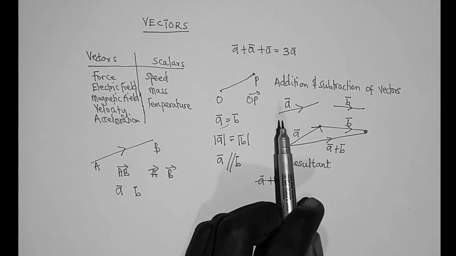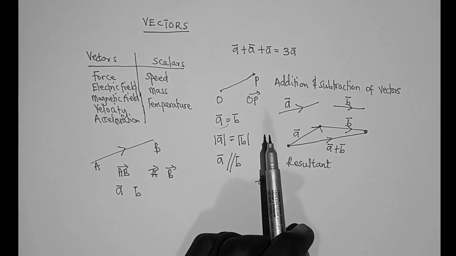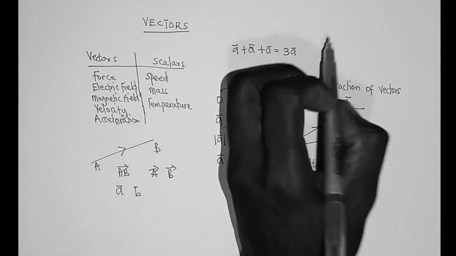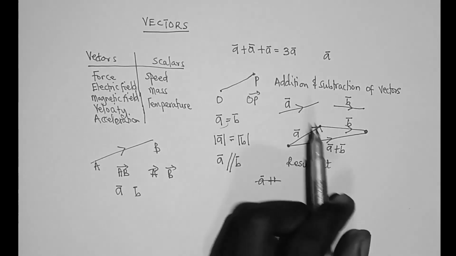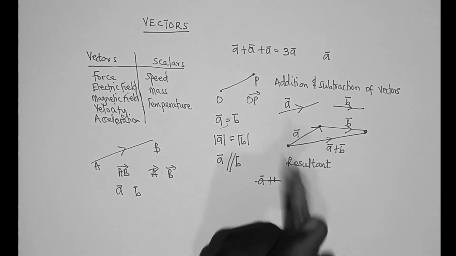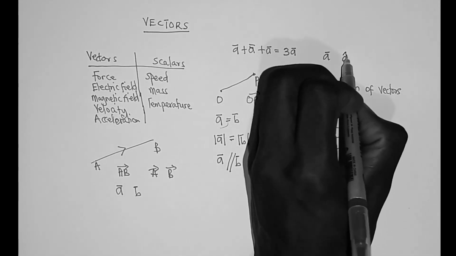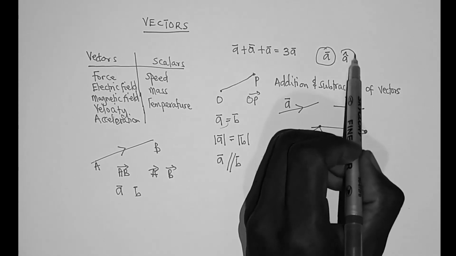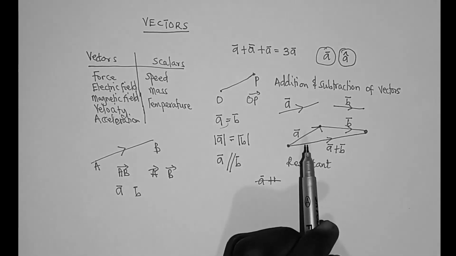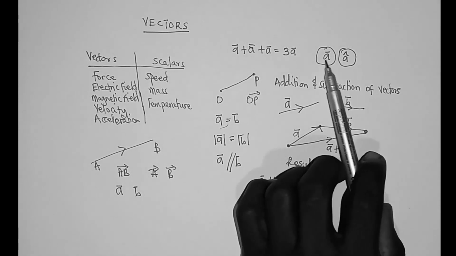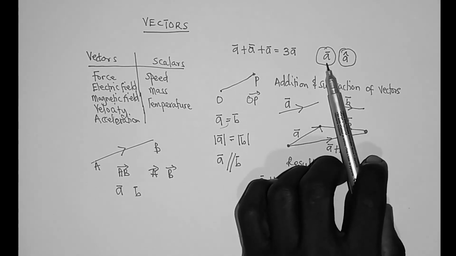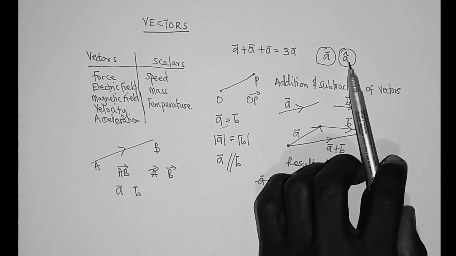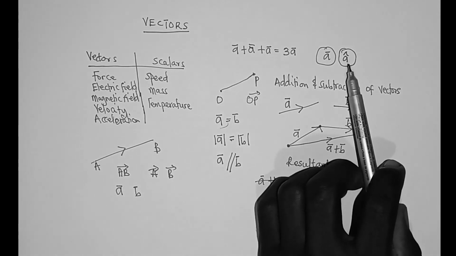Finally, let's talk about unit vectors. If, for example, A is a vector, then we shall write the unit vector as A cap. So this is vector A, and this is the unit vector of A. So this is the difference. If you see A with a bar, it's a vector. However, if you see A with a cap, we are talking about a unit vector.